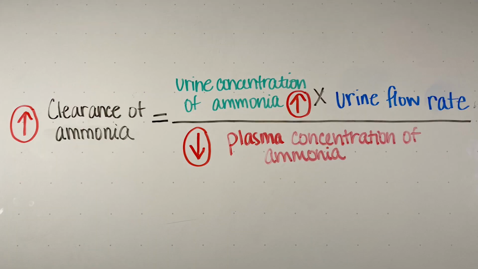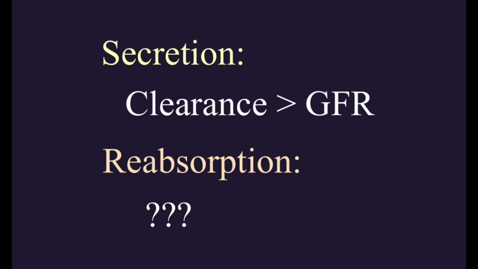But on the other hand, ammonia is a waste product, and we don't really want it in our blood. So the urine concentration of ammonia is high, but the plasma concentration of ammonia is low. So mathematically, the clearance of ammonia is high. We are probably secreting extra amounts of ammonia into our nephron in order to excrete it. Clearance may be so high in this case that it's higher than glomerular filtration rate. And actually, when we secrete a substance, our clearance rate of that substance will be higher than GFR.